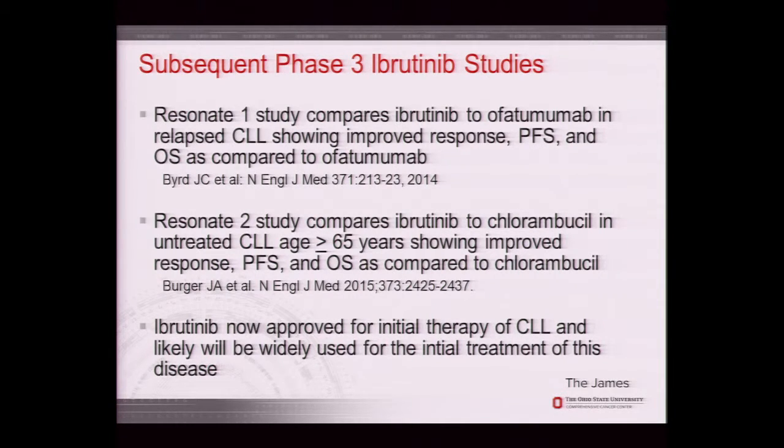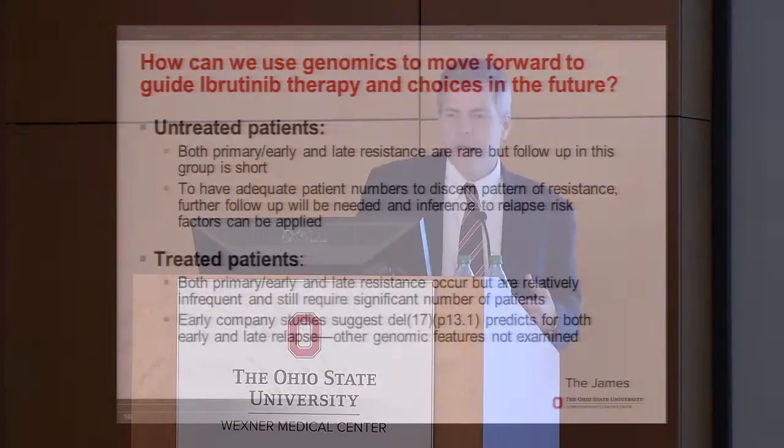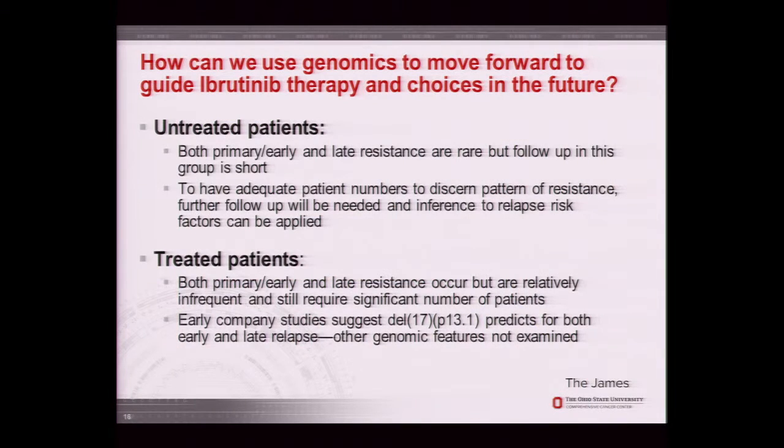My 140 patient in clinic is somebody that we're going to talk to about starting on Ibrutinib as a first-line therapy. So, thinking forward, how can we use our genomics to identify how we're going to treat patients? And really, the untreated patients are doing very well. But in the treated patients, say both primary and secondary resistance, it's not that common.